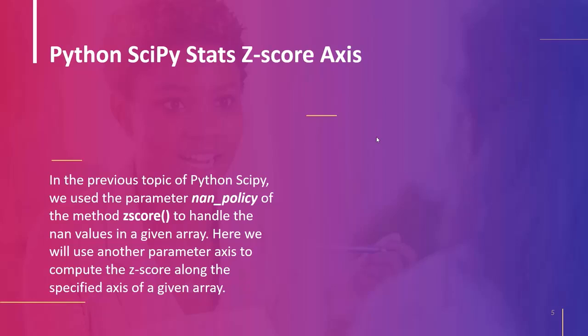Axes are defined for arrays with more than one dimension. A two-dimensional array has two corresponding axes. The first running vertically downwards across rows, which is axis 0, and the second running horizontally across columns, which is axis 1. Let's take an example and compute the z-score of the given array along the different axes.